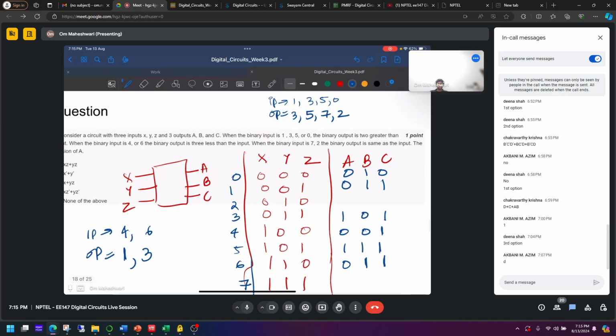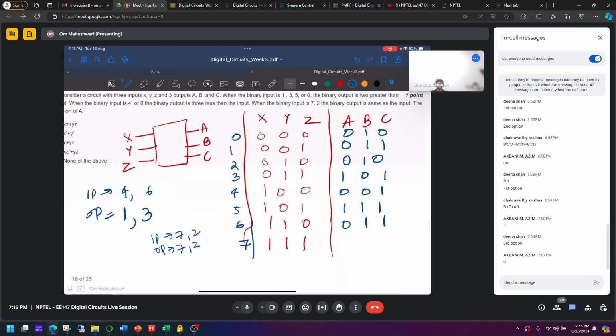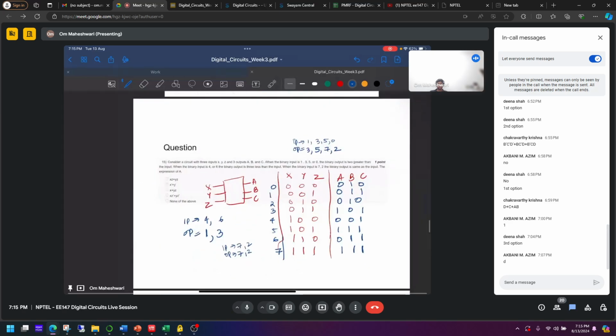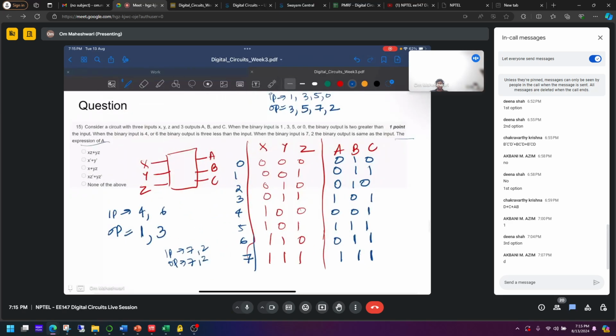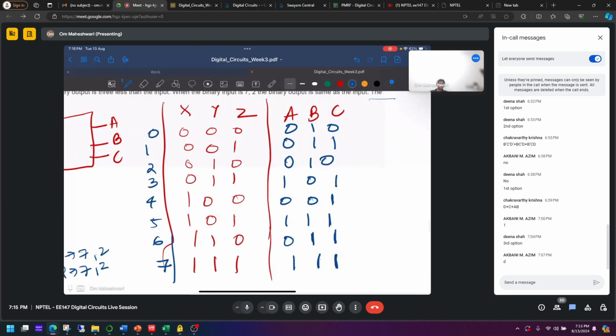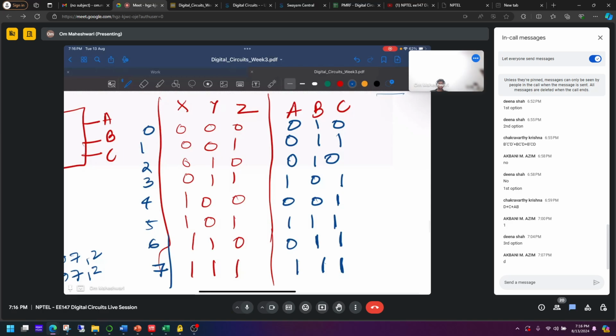Next, what they ask is when input is 7 or 2, output is the same as the input. So if input is 7 or 2, output is also the same number. Input is 2, output is the same. Input is 7, output is the same. Okay, so now this is the final table. Now what they ask is to find the expression of A. Okay, that we can do. Is the table clear to all?